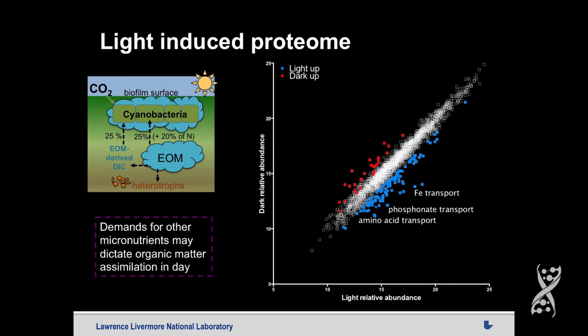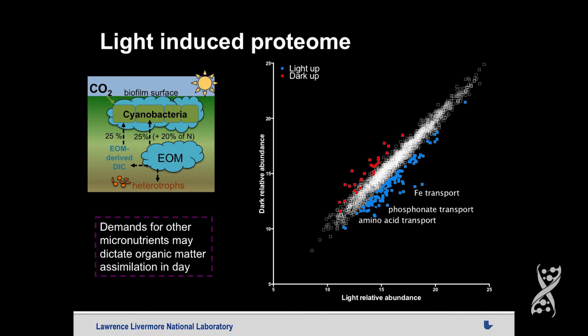To see if we could get some more understanding of why these cyanobacteria are taking up this nitrogen-rich material, we turned to proteomics. So this is the total proteome. We also looked at the extracellular proteomes for these organisms under light and dark conditions and compared the treatments. All the red are proteins that went up in the dark, and all the blue are proteins that went up in the light.